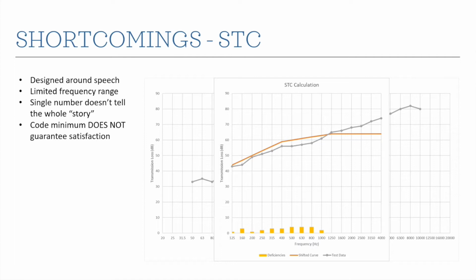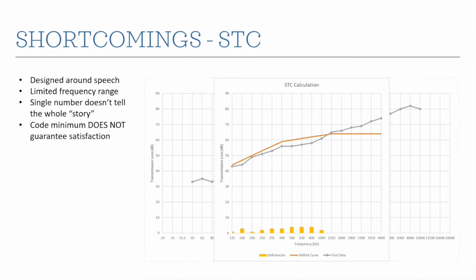And the single number doesn't really tell the whole story, right? It's not looking at this entire frequency range, but it's also not telling us about the shape of that curve necessarily. We do this curve fit that I went into, where we compare that gray line to the orange line. But when we just see an STC rating, like this wall is an STC 52, it doesn't tell us whether it was controlled by the total deficiencies or was just really bad at one frequency. It doesn't tell us that. We have to go look at this graph to get that information.